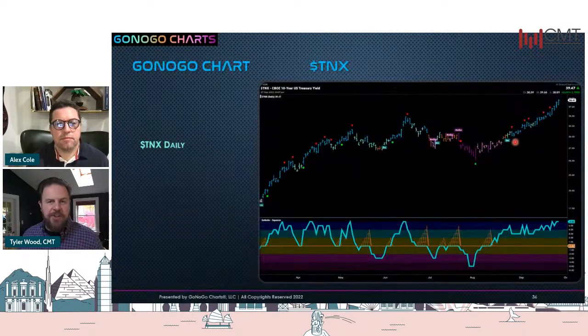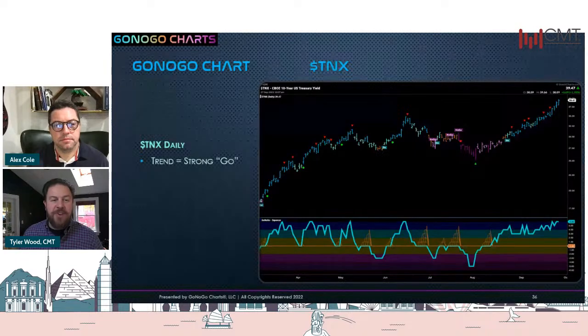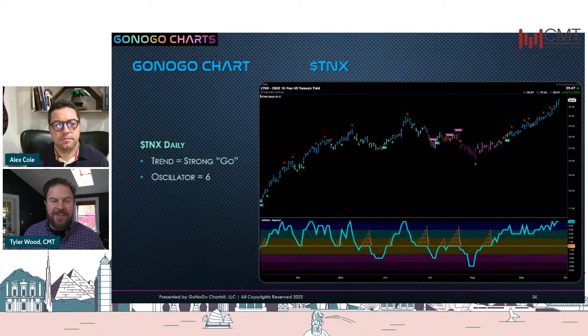This is the same TNX chart, just on a daily basis. We did see a little relief rally over the summer in U.S. equities, driven largely by a cooling period in those yields. They've taken off higher. We broke back above prior highs, and we're off to the races. So trend's a strong go. Oscillator is at 6. We're strongly overbought.